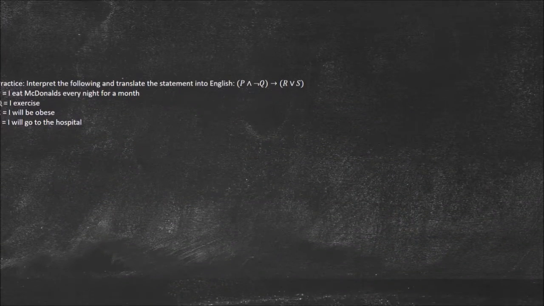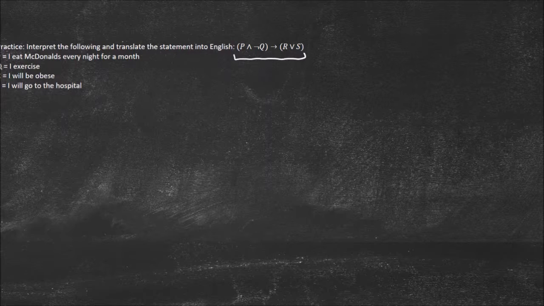So what we're going to do is we have this statement here, and we want to translate this into English. So this is a logical statement, but we want to get rid of that and get it into words. So these are our propositions. We have P is I will eat McDonald's every night for a month. Q is I will exercise. R is I will be obese. And S is I will go to the hospital. So obviously these are pretty crazy propositions, but they're interesting nonetheless.